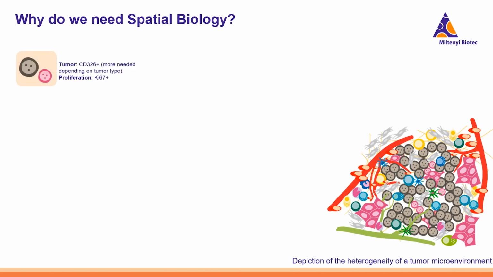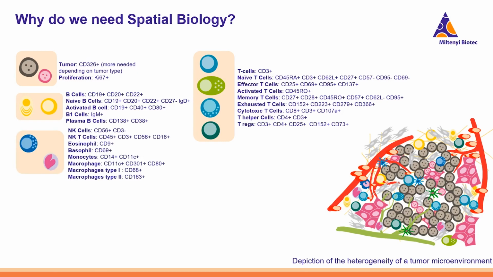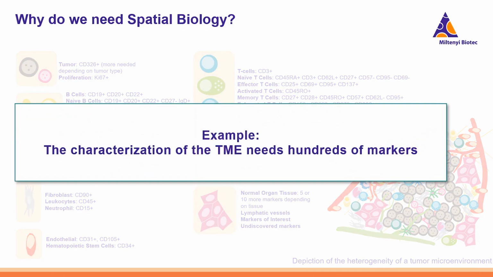And if you look at the different cell types and all the different cell types that the tumor microenvironment consists of, you see how many different markers you already need to just characterize and look at your tumor microenvironment in detail. So already to just characterize the tumor microenvironment, you do need hundreds of markers to really identify all the cells and all the subtypes of your cells.